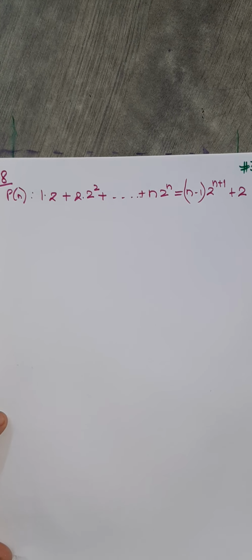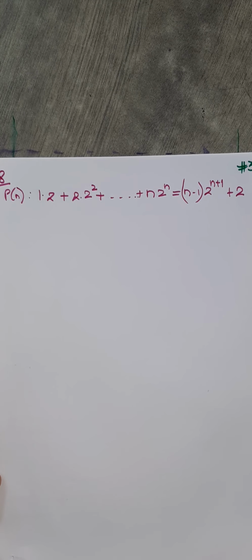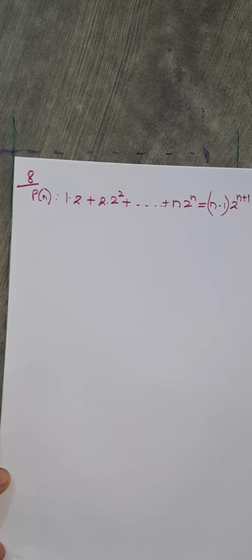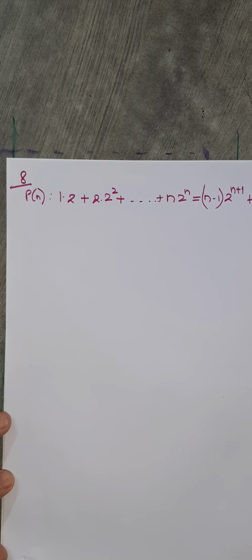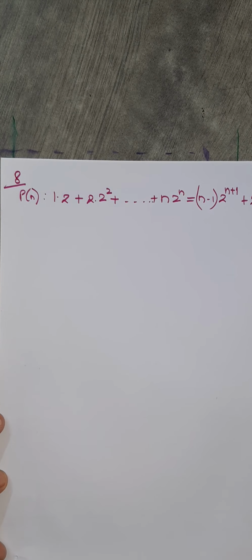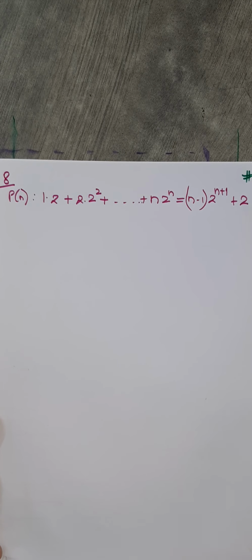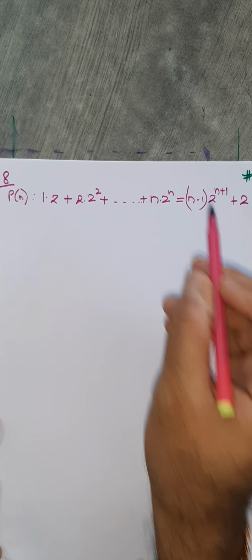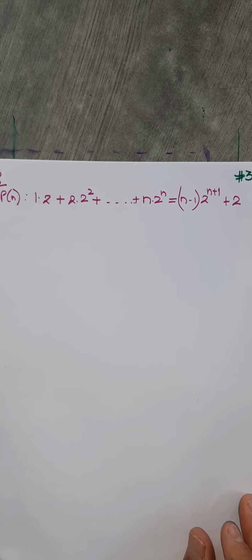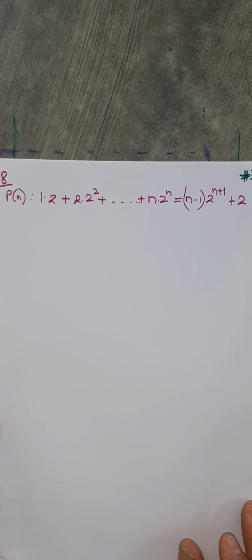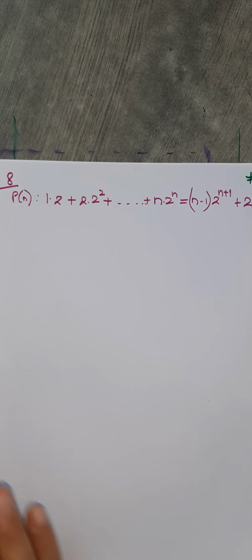Question number 8 here. Let's prove this by PMI. In this question, Pn is 1 into 2 plus 2 into 2 square and so on, n into 2 raised to n, equals to (n minus 1) into 2 raised to n plus 1, plus 2. Remember, this is what you want to prove.